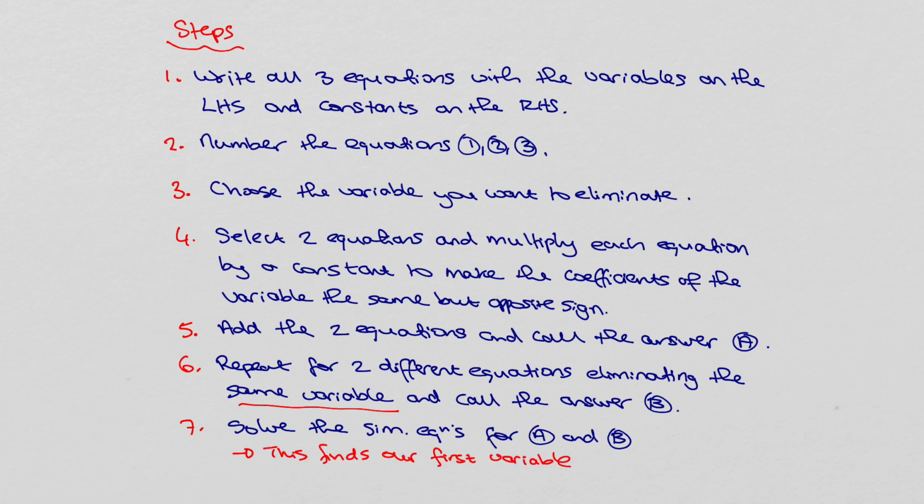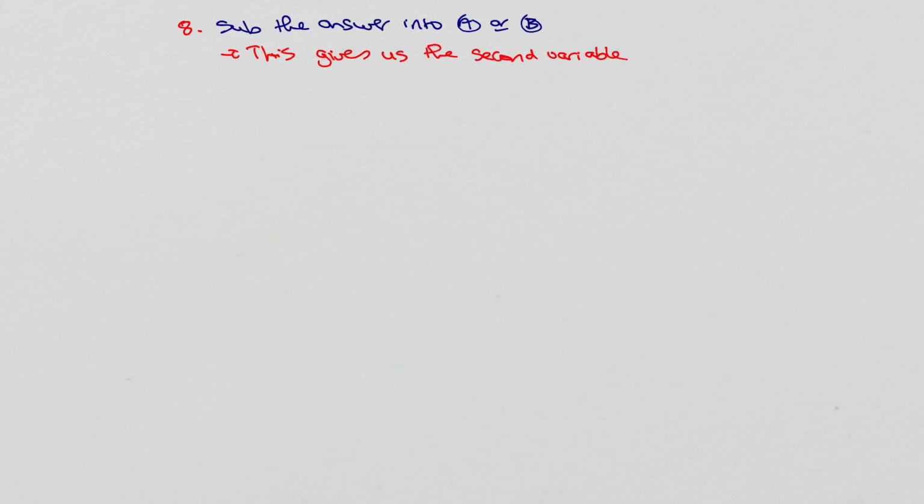So now that we have found our first variable, we're now going to sub that back into either A or B to find the second variable. And once we now have 2 variables, we simply take both of those variables and sub them back into either equation 1, 2 or 3 to find the third remaining variable.